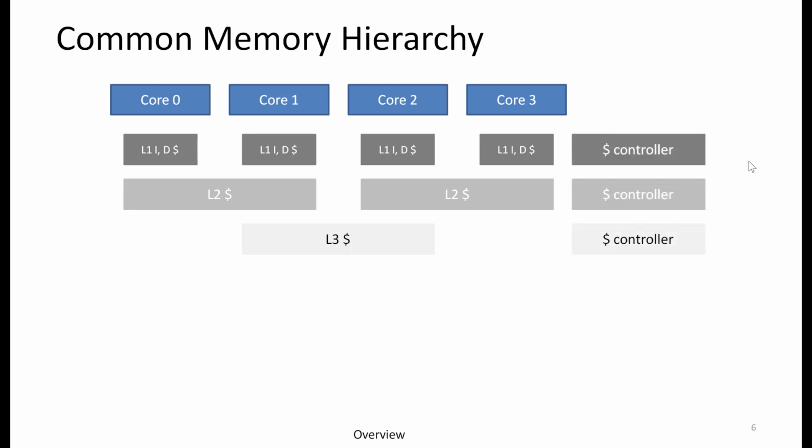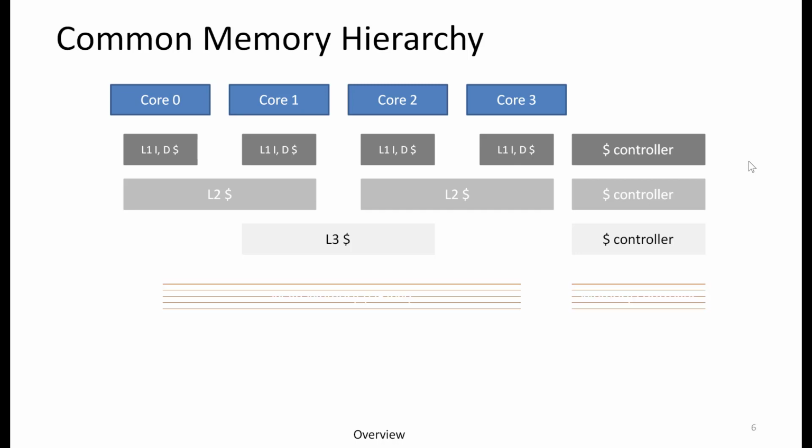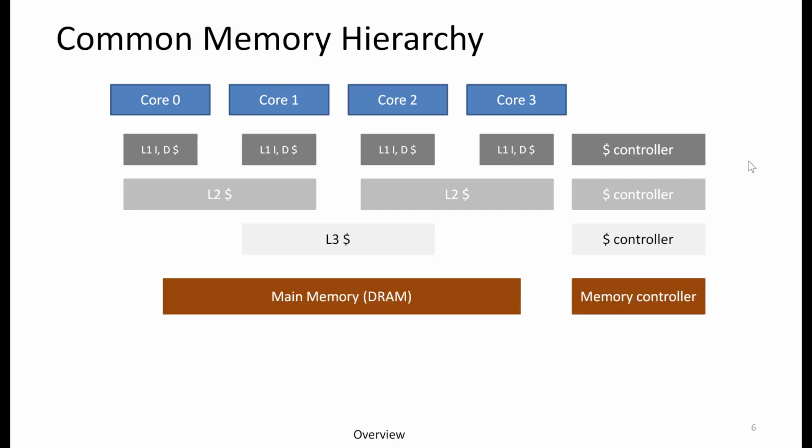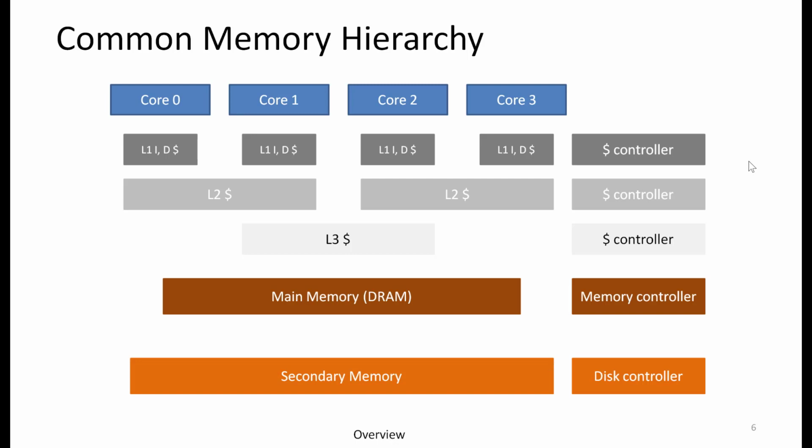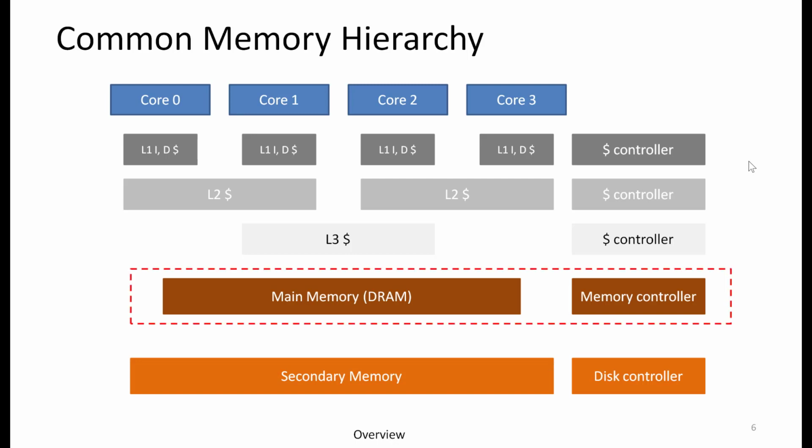Each of these caches has a corresponding cache controller. So if you look at the basic hardware of the cache, it is just the tag array and data array with some IO circuitry. But the control unit that actually does all the operations on it is the cache controller. Following the caches, we have the main memory, which is predominantly based on DRAM. We have its memory controller. Following that, we have the secondary memory and the disk controller. We'll now focus on the main memory and the memory controller.